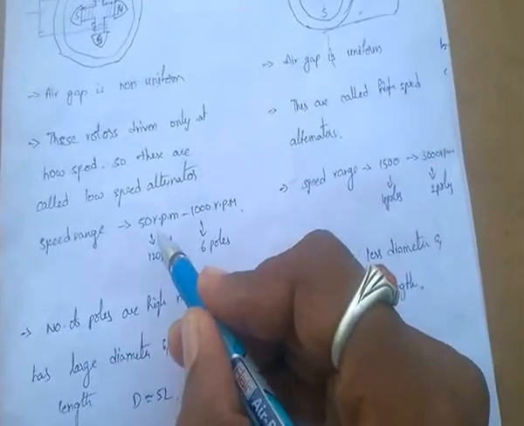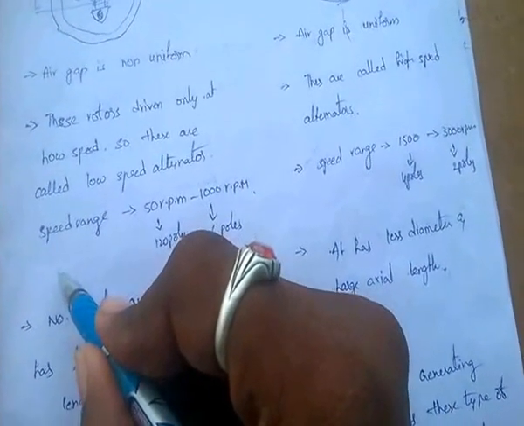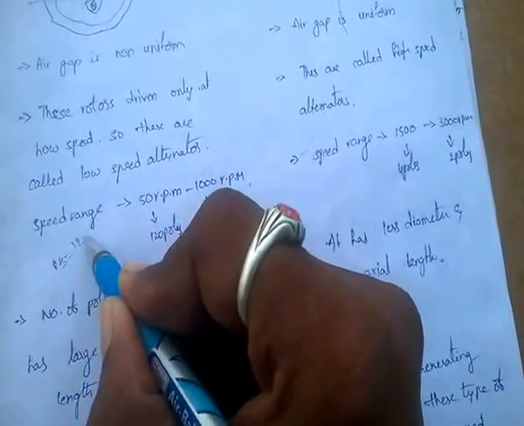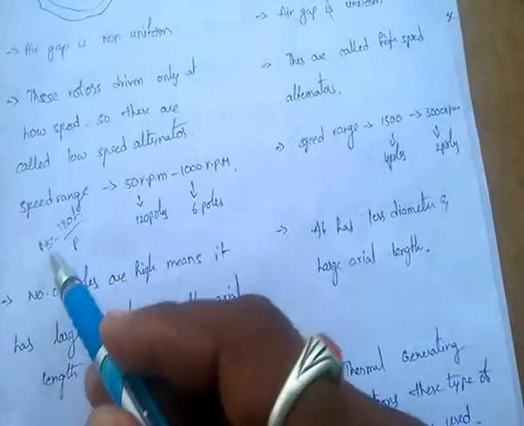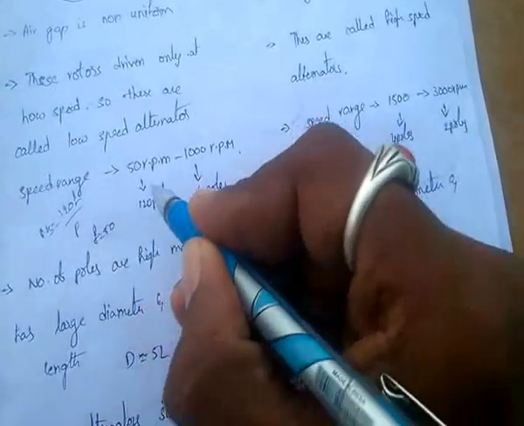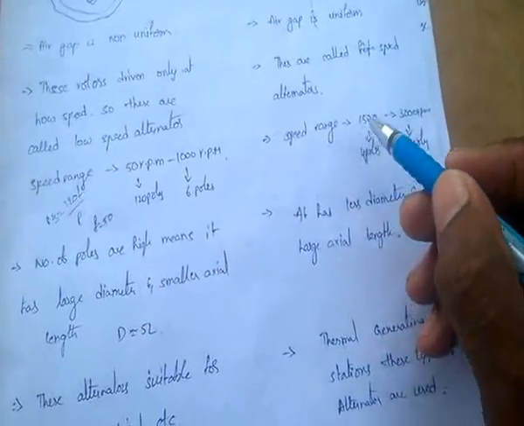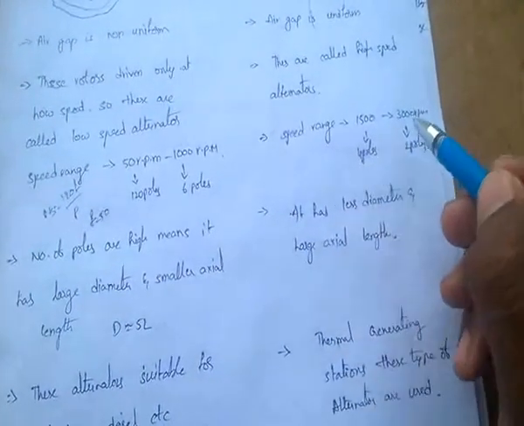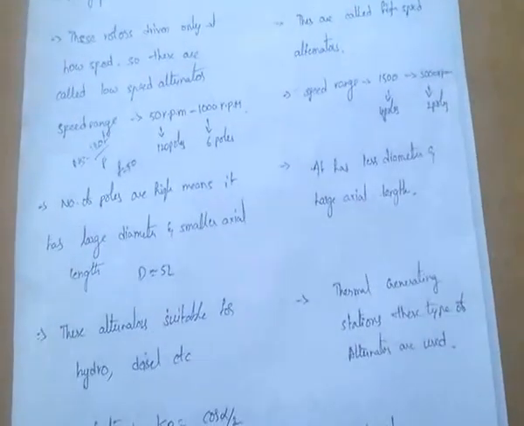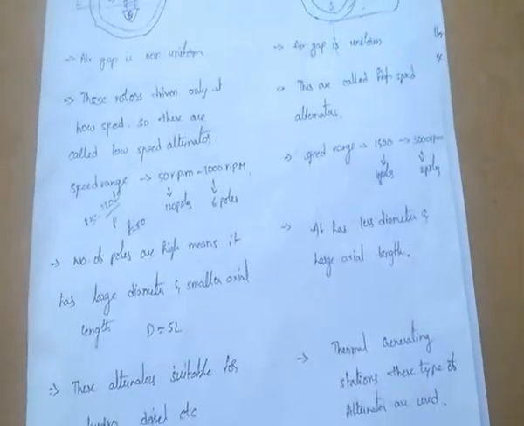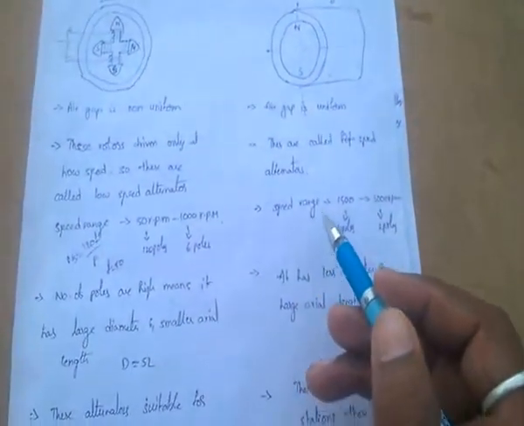To get 50 rpm, the number of poles used is 120, because we know that Ns equals 120f by P. To get 50 rpm, for f equal to 50 Hz, we require 120 poles. For 1000 rpm, 6 poles. For 1500 rpm, we require only 4 poles. For 3000 rpm, we require 2 poles. That means in the salient pole type, the number of poles is very high, much higher than in the cylindrical type.